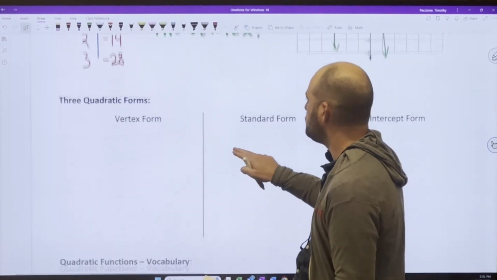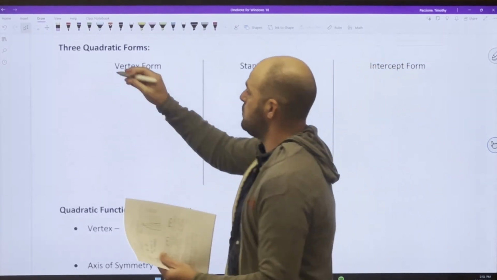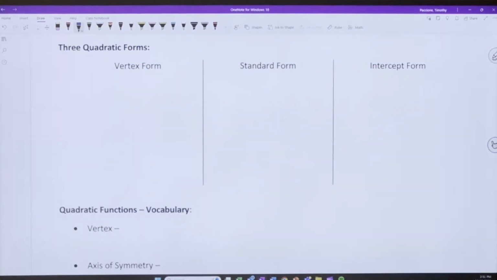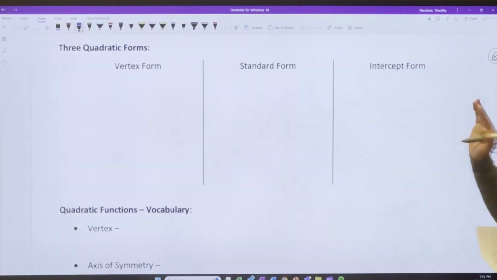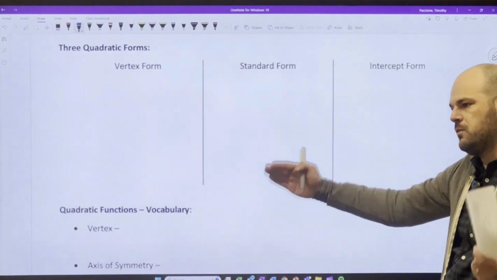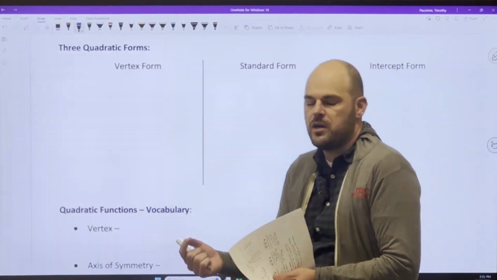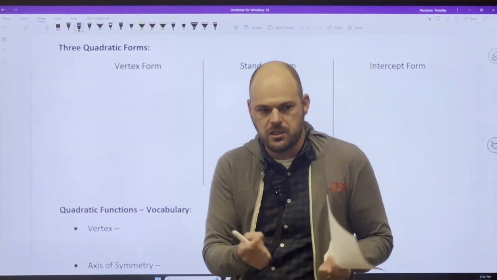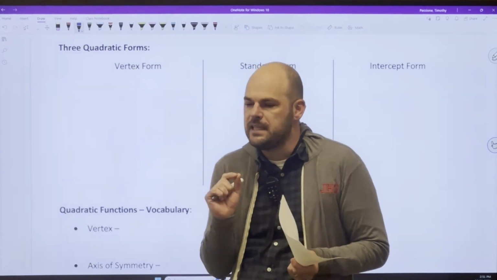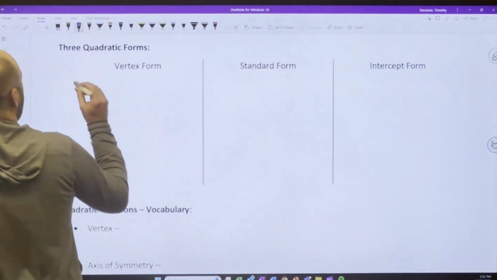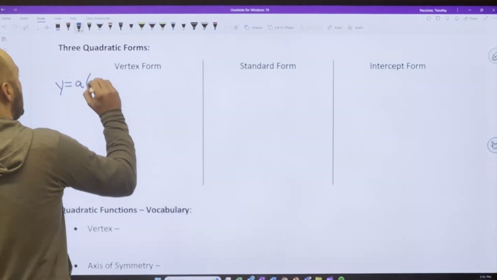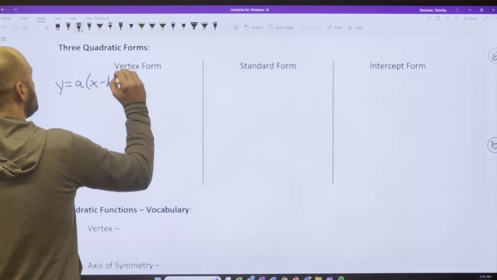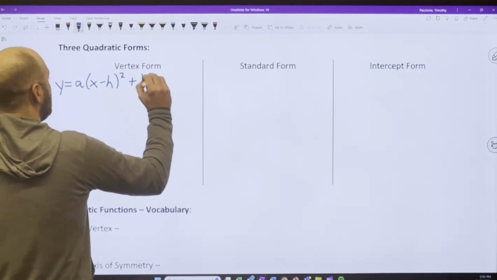So there are 3 forms of a quadratic. I'll introduce you to all 3 today, and then we're going to laser focus on the middle one. Now, the first one, we've talked about already, vertex form. It's like that parent function form where you can see the translations, right? We're going to write it a slightly different way. So it's going to be y equals a times x minus h squared plus k.